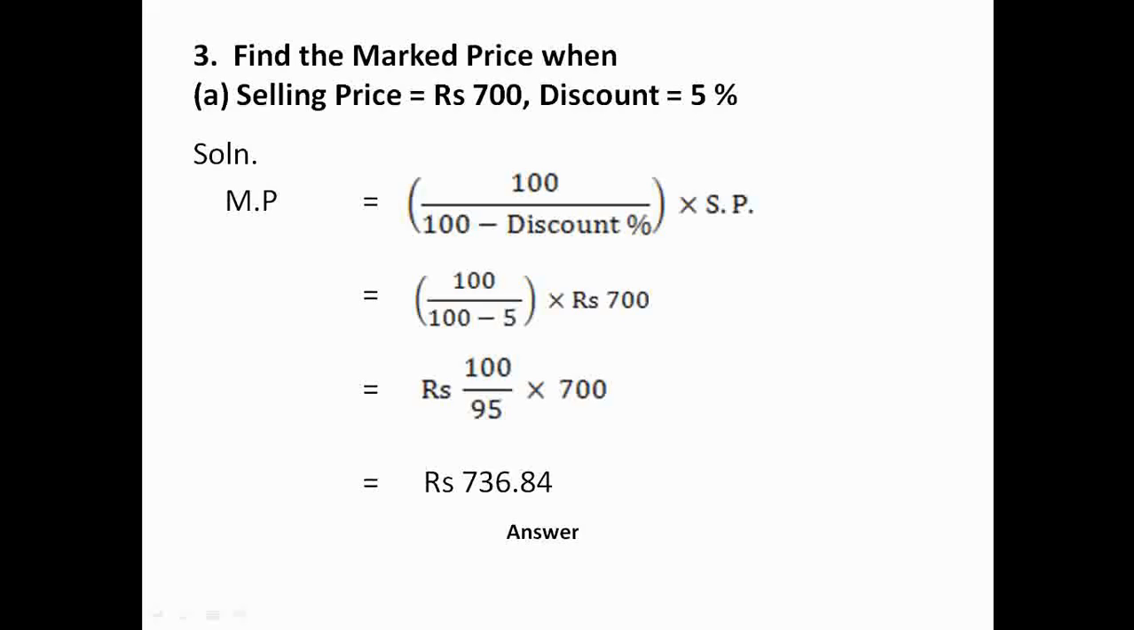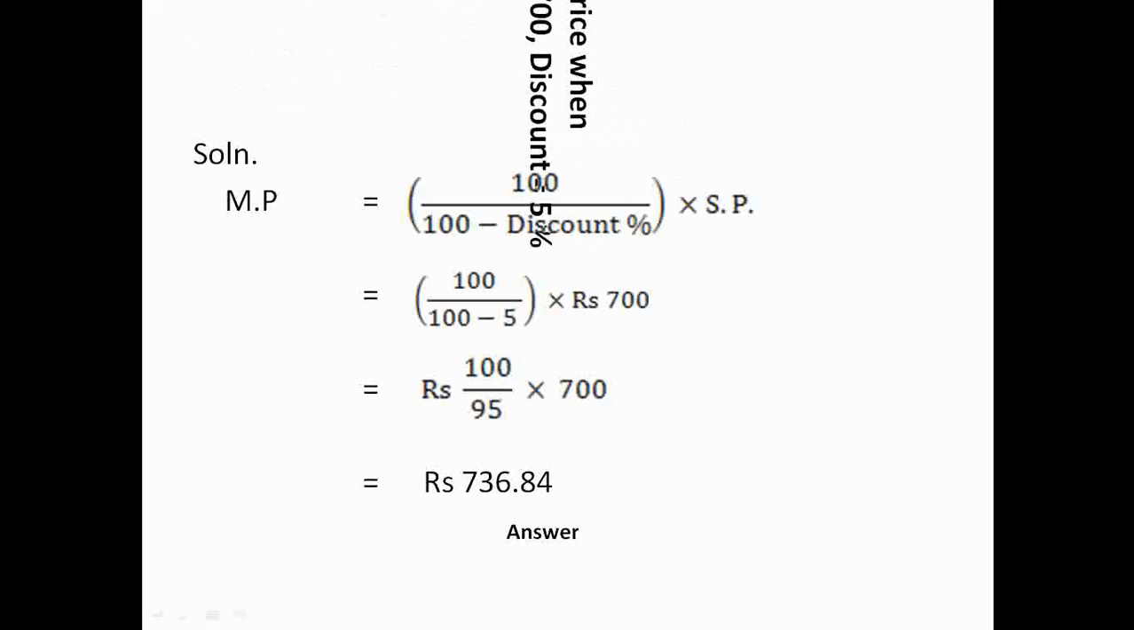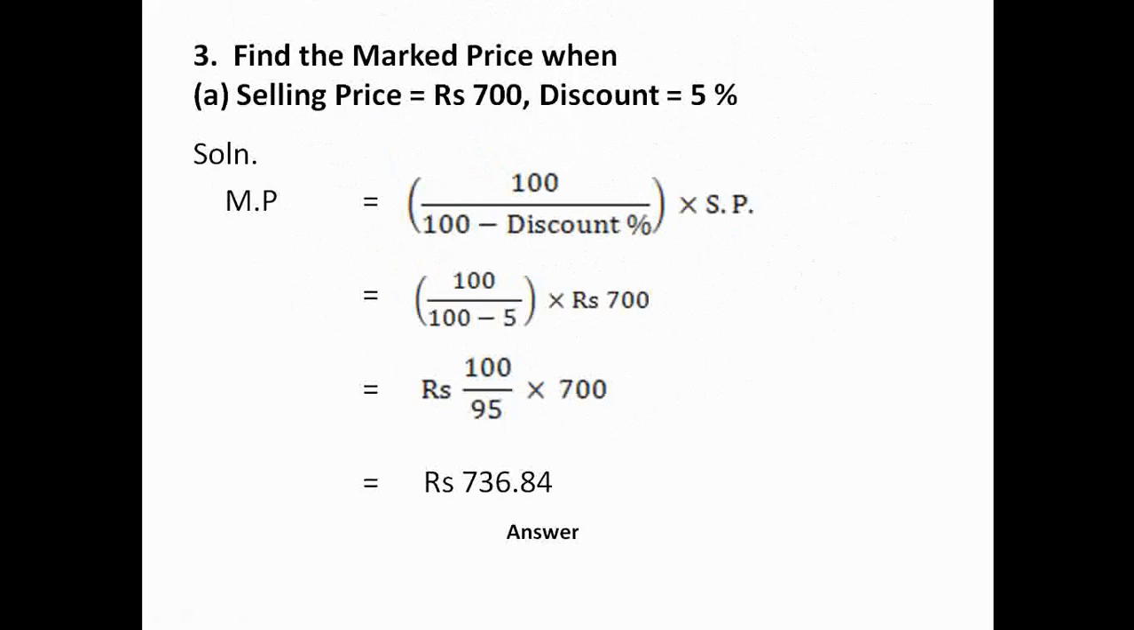In this case, I have applied the formula. MP equal to, MP means mark price, 100 divided by 100 minus discount percent, multiply selling price. So 100 divided by 100 minus discount percent, discount is how much? 5, multiply rupees 700, that is the selling price. So what do you get? Rupees 100 divided by 100 minus 5, that is 95, multiply 700.